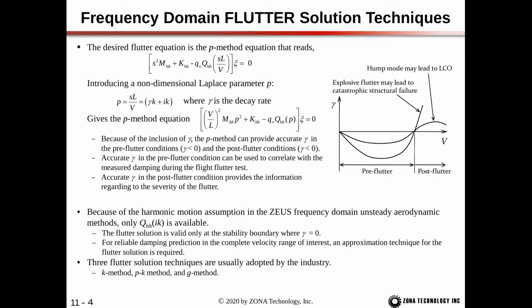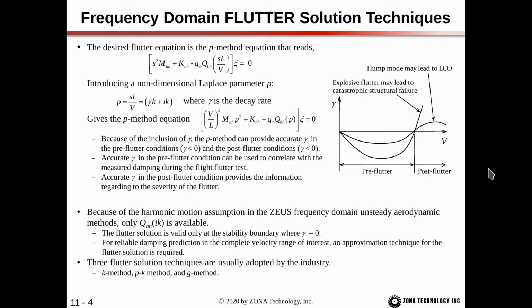So then after we obtain the GAFs, we can move on to the frequency domain Flutter solution. So the desired Flutter solution is the P method equation, which is given here. S squared times M_hh plus K_hh minus q infinity times Q_hh of s L over V, all times c equals 0. Now introducing a non-dimensional Laplace parameter p, where p is s L over V, which is equal to gamma k plus i k, where gamma is the decay rate, then gives the P method equation as shown here.